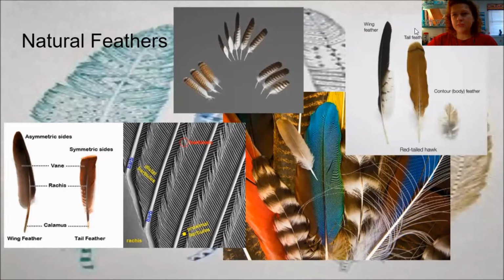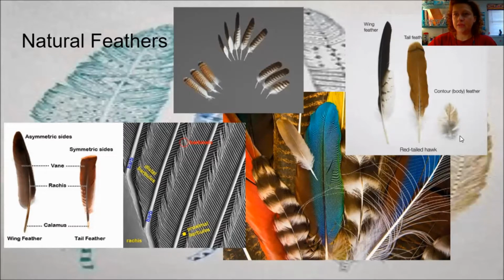So if you look at this top picture on the right-hand side, you can see these are 3 feathers from the same bird. These are all 3 from a red-tailed hawk. Now this one here is a wing feather, it says. It's made for flying, catching the air. Here's the tail feathers. They look different. They're different colored, but they're also different shaped.